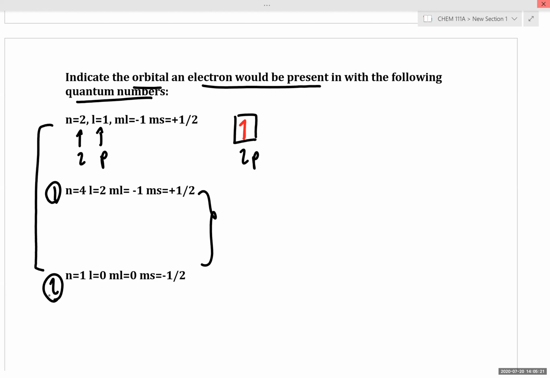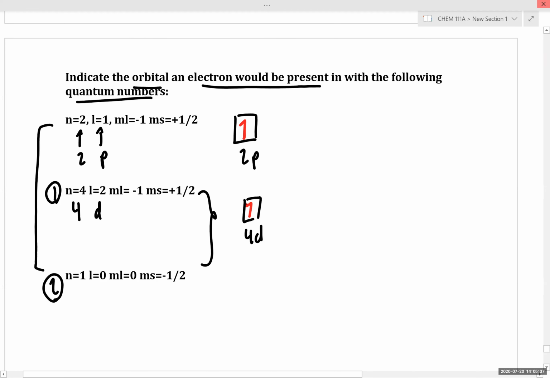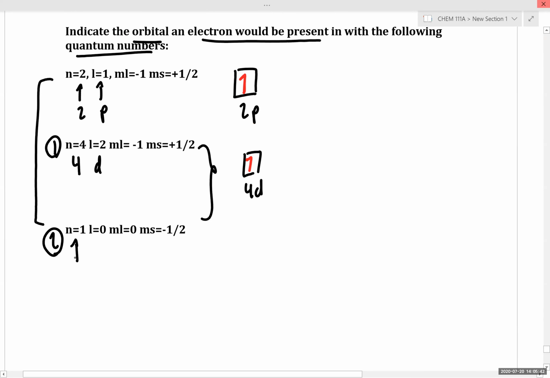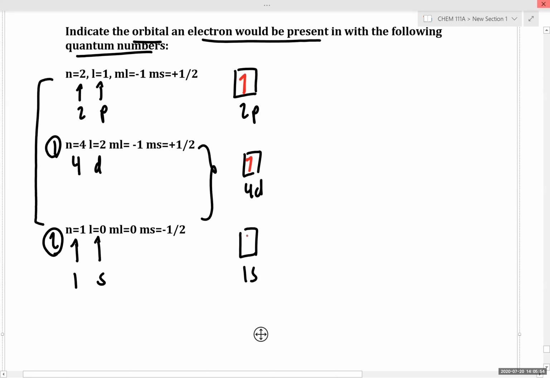For the first case, we have n equals 4, which is a 4. L equals 2 is a d orbital. So we have our 4d orbital, and ms of plus 1/2, we have an upspin electron. In the second example, n equals 1, so we have 1. L equals 0, that's an s orbital. So we have a 1s orbital. And since our spin value is minus 1/2, we have a downspin electron.